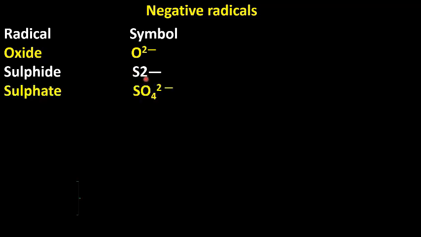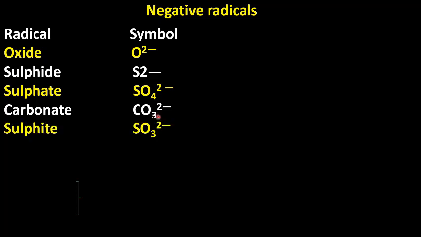Sulfide, S2 minus. Sulfate is a polyatomic anion with 1 sulfur atom and 4 oxygen atoms with 2 units of negative charge. Carbonate, CO3 2 minus, 2 units of negative charge. Sulfite, SO3 2 minus. Observe these two radicals, sulfate and sulfite. More quantity of oxygen ends with ATE, less quantity of oxygen ends with ITE.